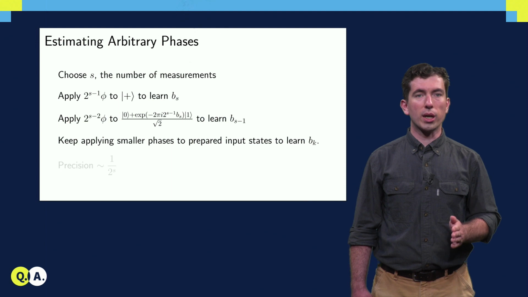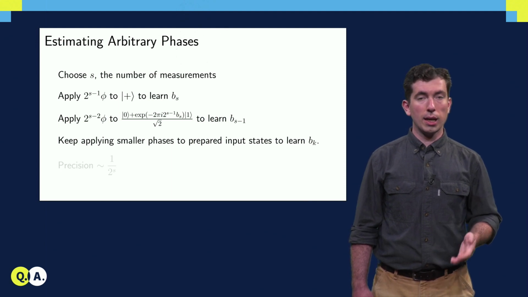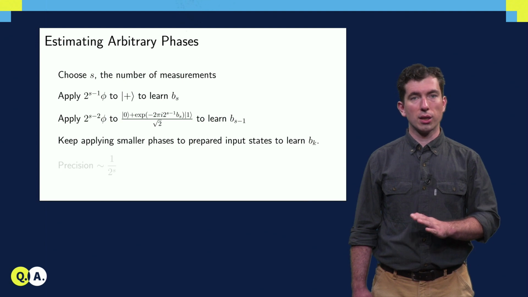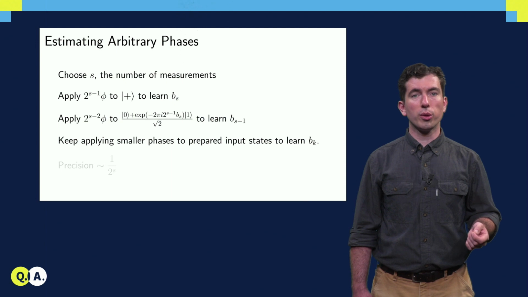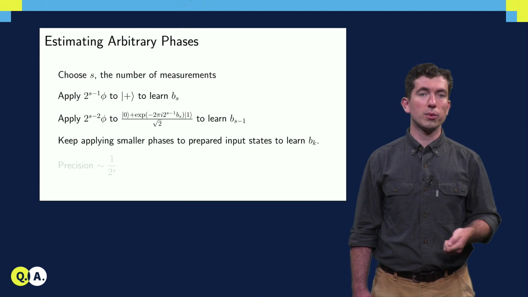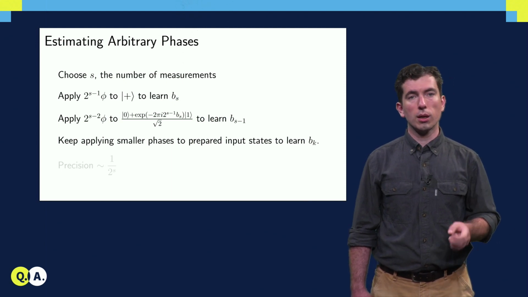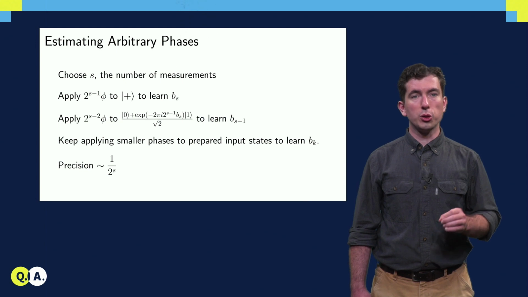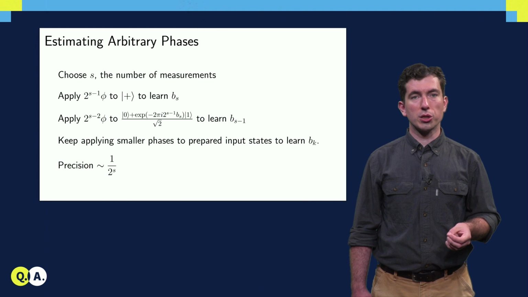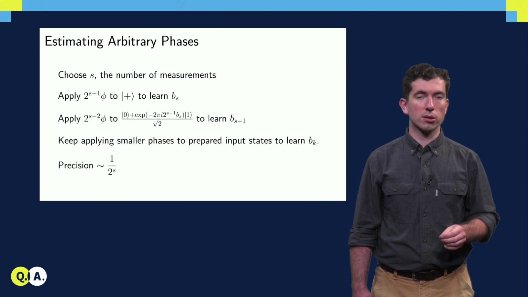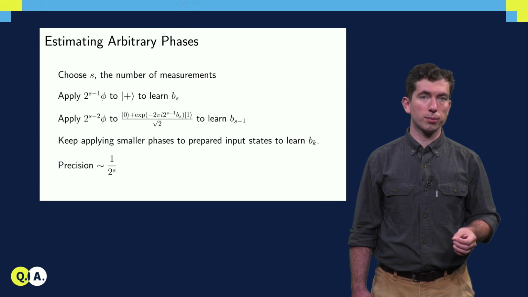After this, we can continue canceling known bits of the phase by shifting the input state, and canceling unknown bits of the phase that we're not yet ready to measure by applying a multiple of phi, until we've learned all of the bits of omega that we wanted. Since this returns one of 2 to the s uniformly spaced values around the circle, we get a precision that's 1 over 2 to the s, much more precise than the 1 over root s scaling we saw earlier.